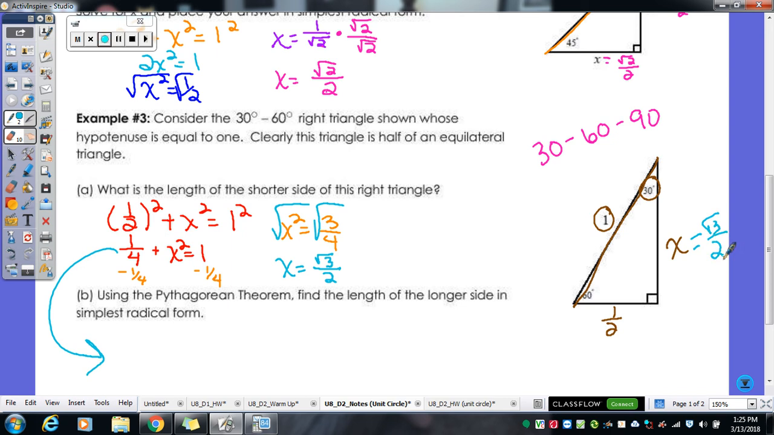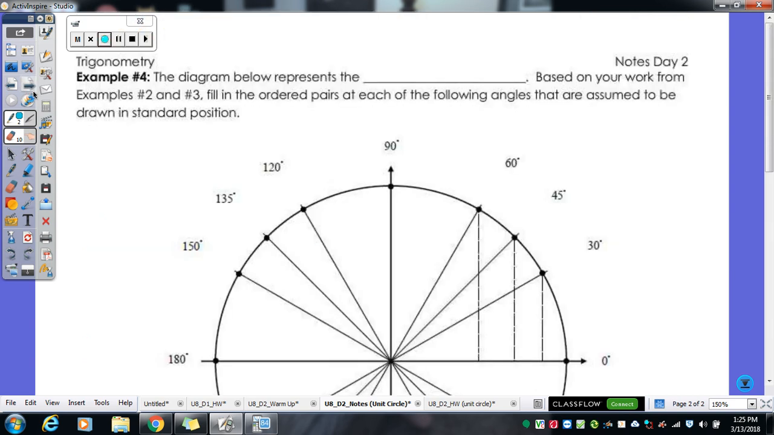All right, so now we're going to take this and apply this to our unit circle. So let's take a look at the back. This diagram below represents the unit circle. So then based on our work from examples 2 and 3, no, I accidentally did B in part A. Right. So then based on your work from examples 2 and 3, we're going to find the ordered pairs that go in the unit circle.